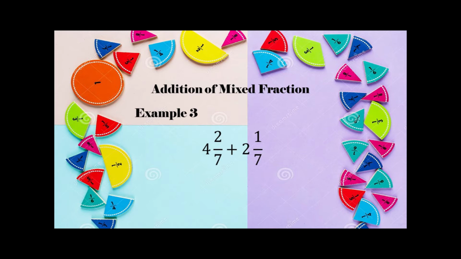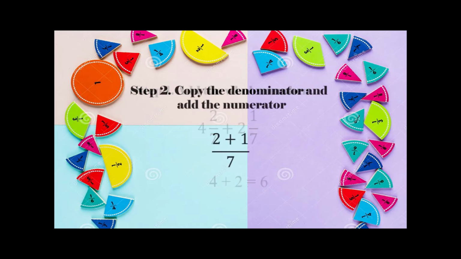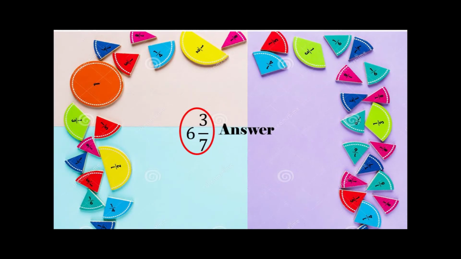Addition of mixed fractions with the same denominator. We have 4 2 over 7 plus 2 1 over 7. Step number 1, add the whole numbers, which are 4 and 2. You will get 6. Step number 2, copy the denominator and add the numerators. So we have 2 plus 1 over 7. You will get 3 over 7. Combined with the whole number, which is 6, the answer is 6 3/7.